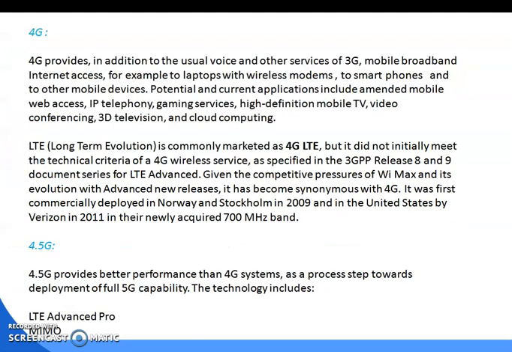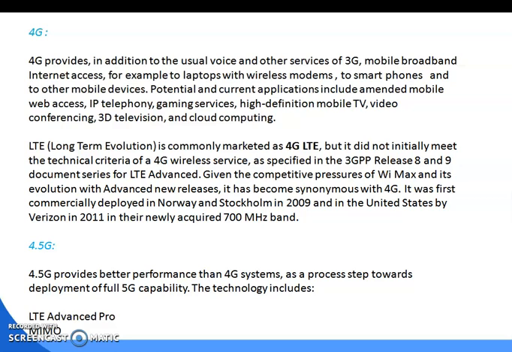Next we come to 4G, the fourth generation. The fourth generation provides, in addition to the usual voice and other services of 3G, mobile broadband internet access, for example, to laptops with wireless modems, to smartphones, and to other mobile devices. Potential and current applications include amended mobile web access, IP telephony, gaming services, high definition mobile TV, video conferencing, 3D television, and cloud computing. So these are included in 4G mobile systems, LTE, long-term evolution.